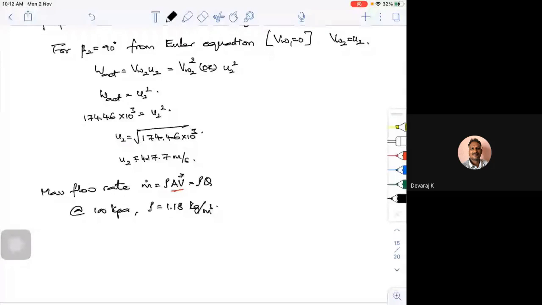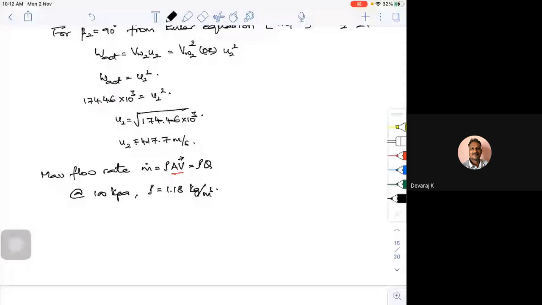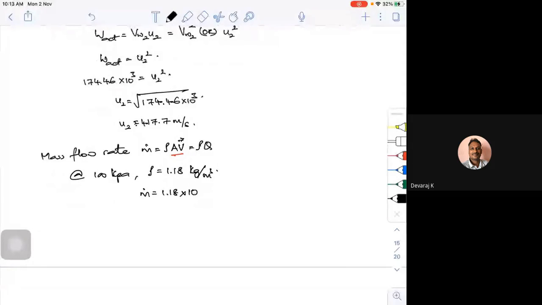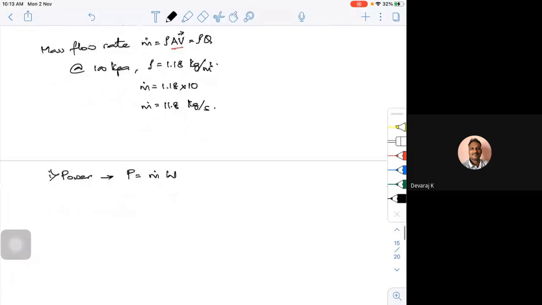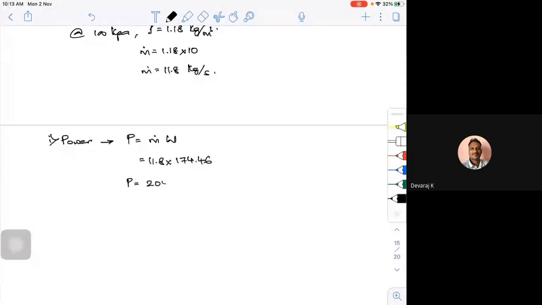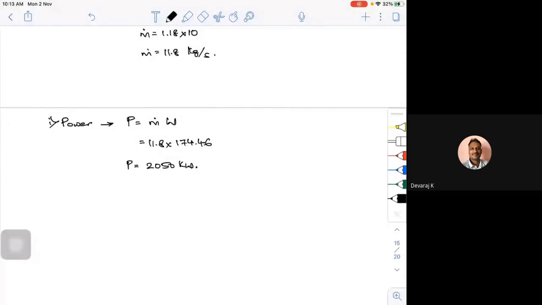Now if I substitute this rho, what will be my mass flow rate? Mass flow rate is equal to 1.18 into your discharge 10. I am getting around 11.8 kg per second as the mass flow rate. Now I need to find the power required. P is equal to mass flow rate into the actual work, which is 174.46 kilojoules per kg. So I substitute 11.8 into 174.46 kilojoules per kg, and I am getting my power as 2050 kilowatts. Or if you want to convert it to megawatts, it will be roughly 2.05 megawatts. So the first thing I got.